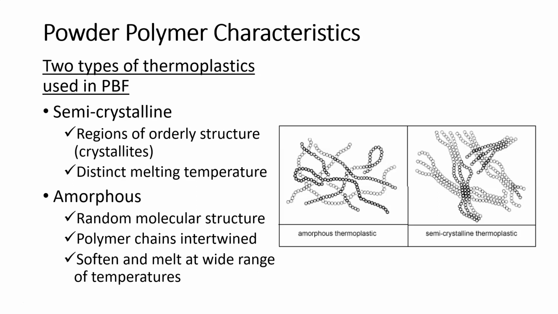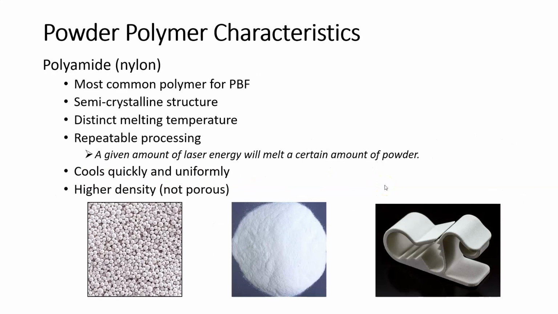In the powder bed fusion process with polymers, we want a defined, easily known and attainable melting temperature and even softening temperature. We don't want a wide range of that, because that's going to mean we are going to have trouble getting the part or the areas to melt, or they're going to melt too much. So the semi-crystalline is actually a better thermoplastic for the powder bed fusion process, because it has a distinct melting temperature.